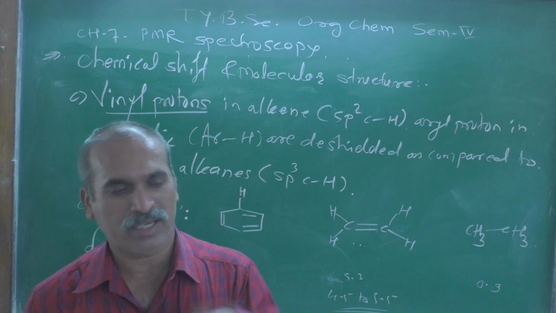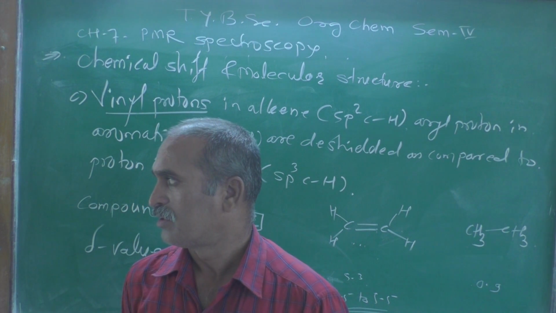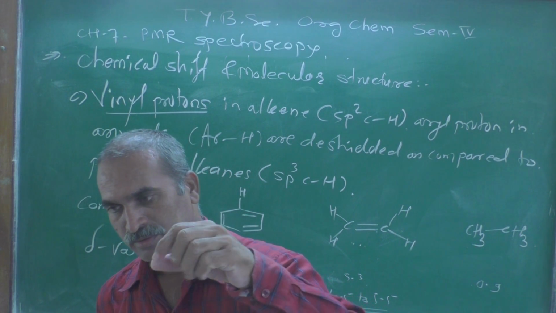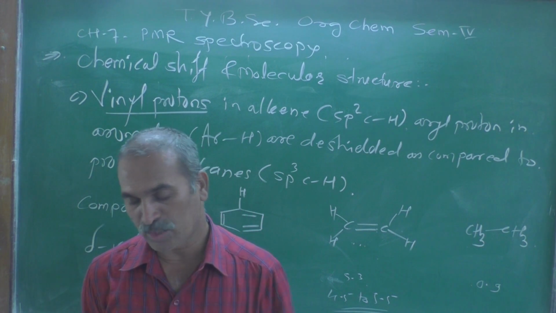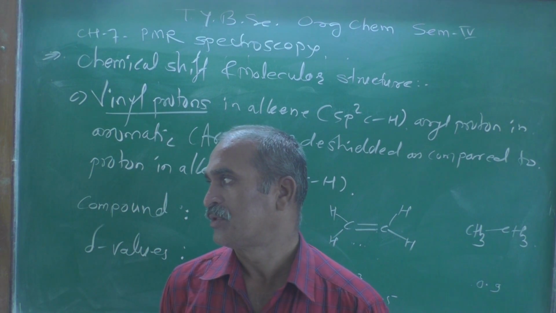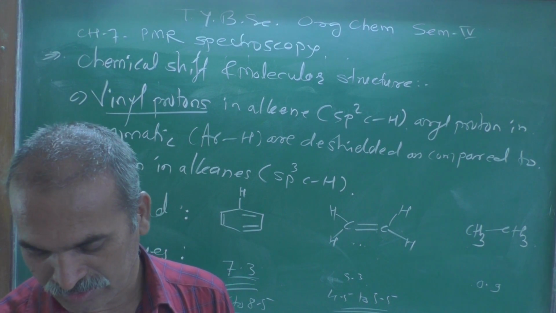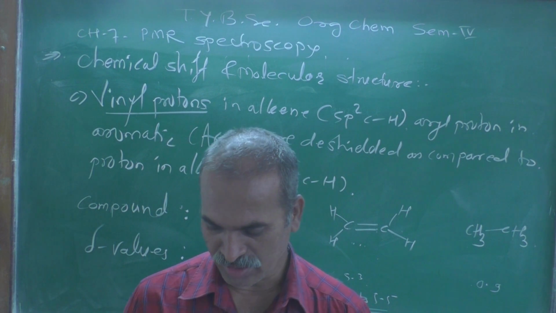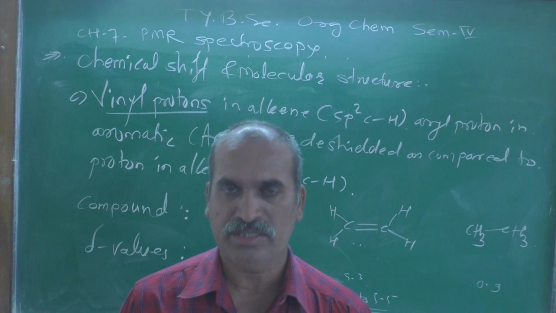When we apply an applied magnetic field, or external magnetic field, an induced magnetic field is generated in the molecule and creates two zones, a shielding zone and a deshielding zone. That is what we call shielding and deshielding zones. Let's see here.